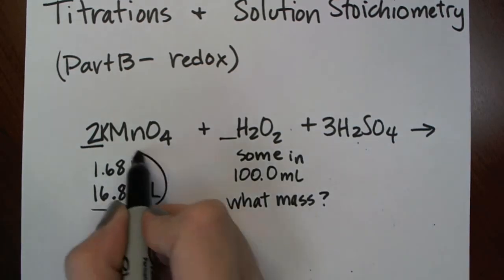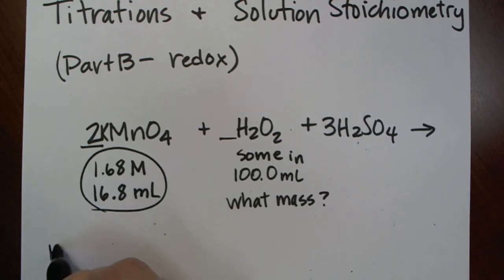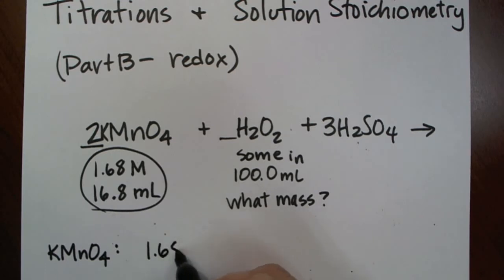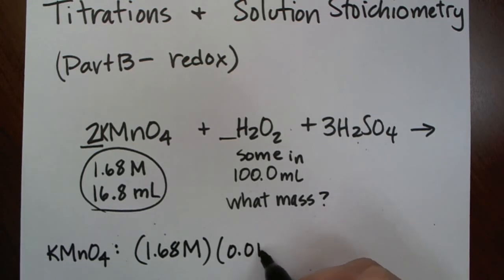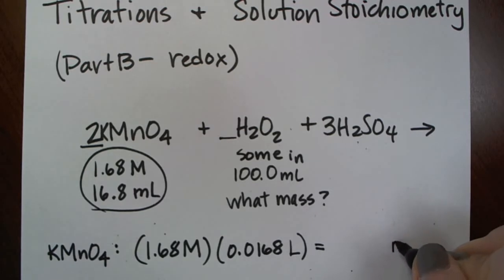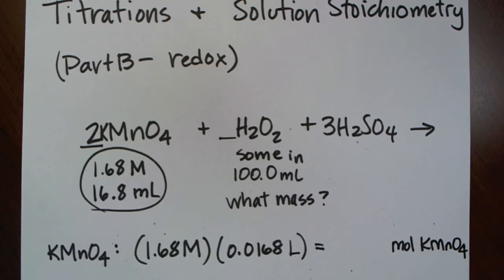So again, we start with the solution that we know a lot about. The KMnO4 solution is 1.68 molar. We can multiply by the volume in liters. This is a pretty key calculation for much of what you do in chapters 4 and 5. This allows us to find moles of the compound. So we'll divide or multiply those. Of course, we have the milliliters converted to liters.